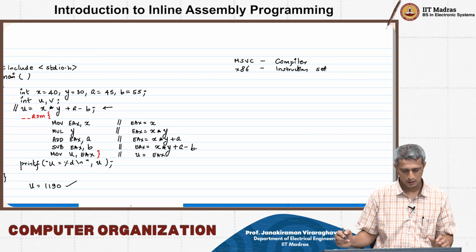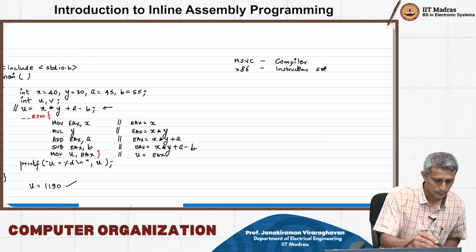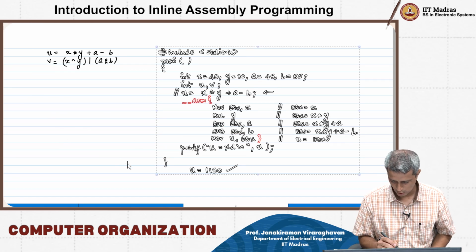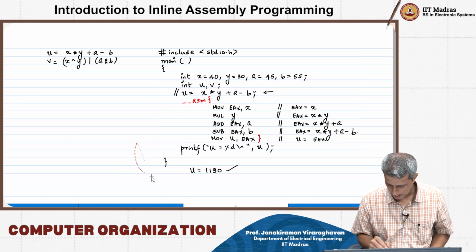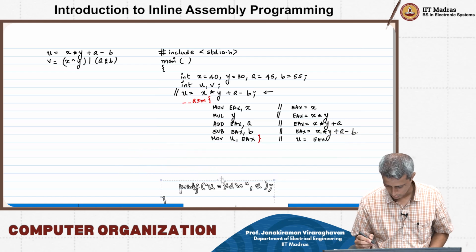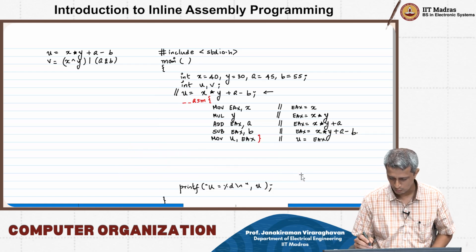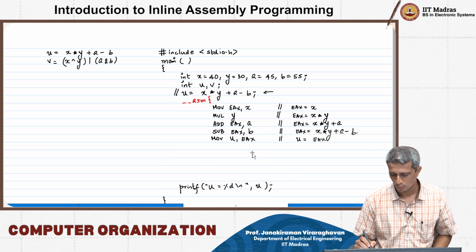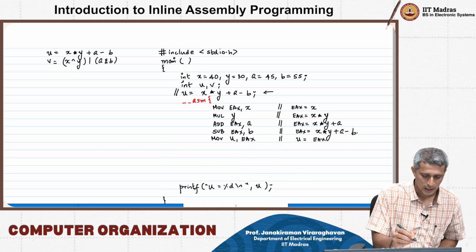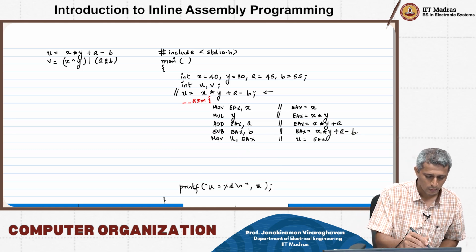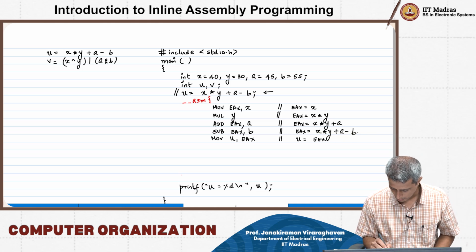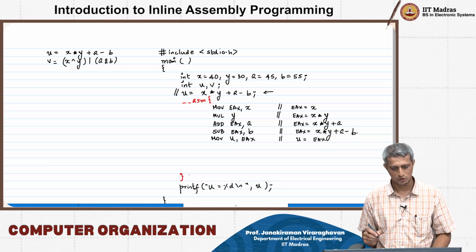I'll just go back and copy this program again. I have basically made a copy of this program, and I'm going to move this sufficiently below now. And then I'm going to add more assembly code so that I can implement the other part as well. So this is the close bracket.